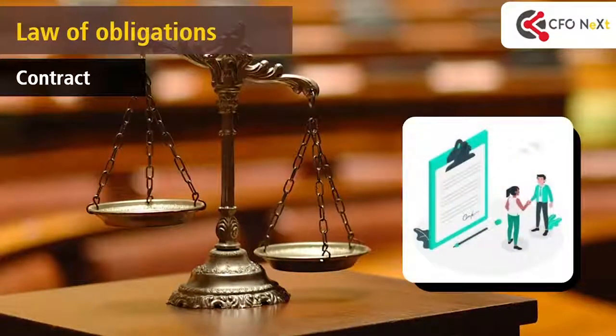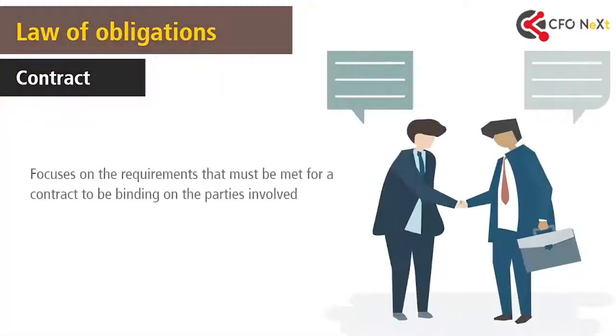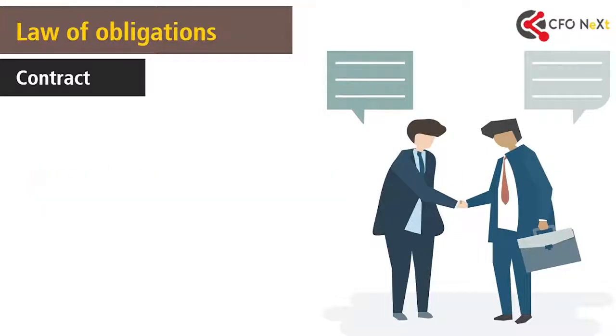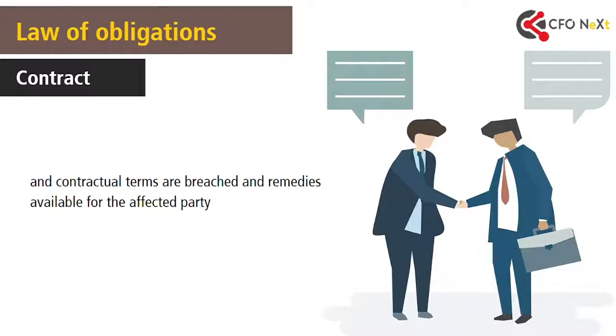Contract. When individuals or businesses make agreements, a legally binding contract may be formed. This section specifies what a valid contract must contain. It also focuses on the requirements that must be met for a contract to be binding on the parties involved, the circumstances under which the contractual terms are breached, and remedies available for the affected party.